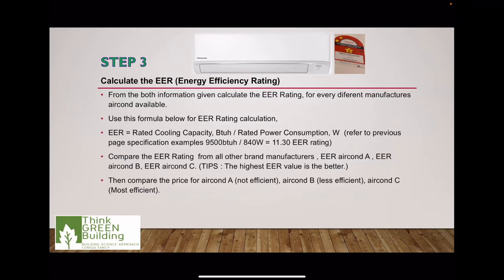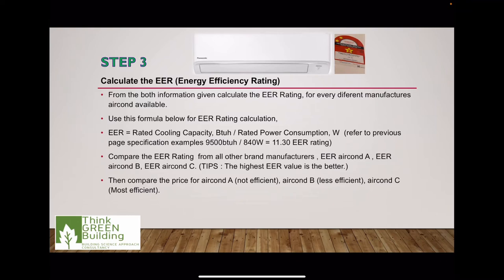Let's say the seller recommends three types of aircon. Then you have to make a simple calculation of the EER for those three aircon. Then you compare the EER rating across the other brand manufacturers. For example, you name them aircon A, aircon B, and aircon C. The tip is the higher the EER value, the better.